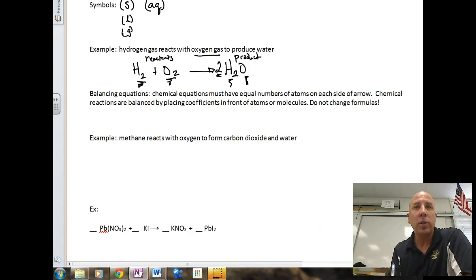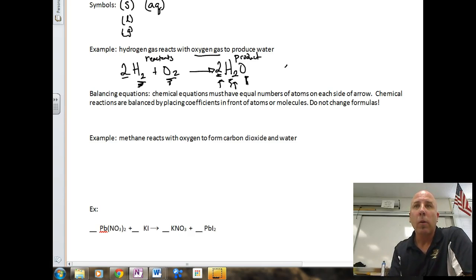But that has just changed the number of hydrogens we have as a product. We have 2 times 2, which is 4 total hydrogens. So we're going to come back over here on the reactant side, and we're going to place a 2 here, and it's going to be 2 times 2 for 4 hydrogens. So both, and we'll just double check it now.